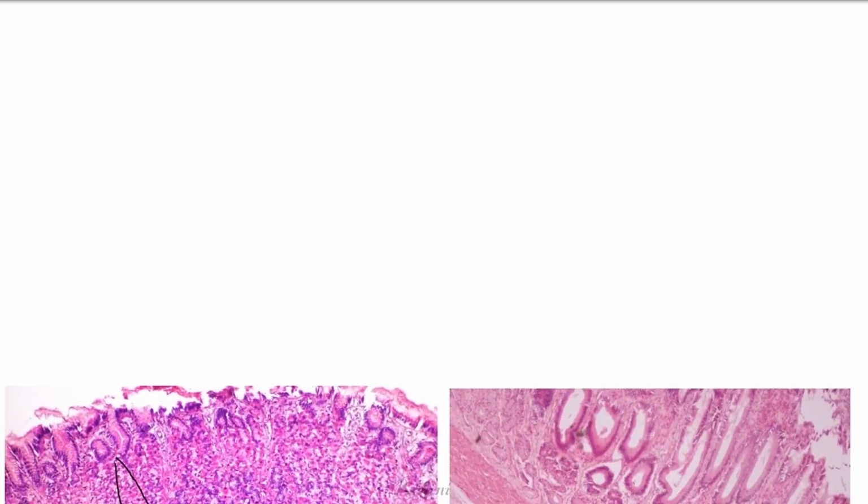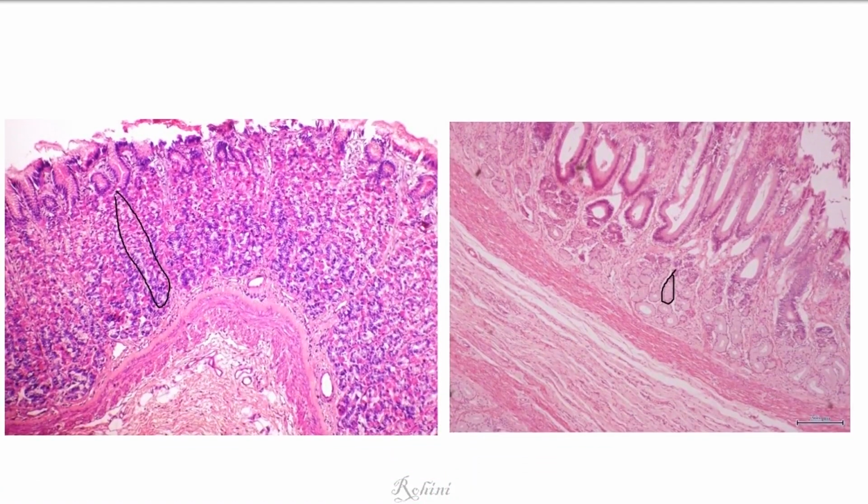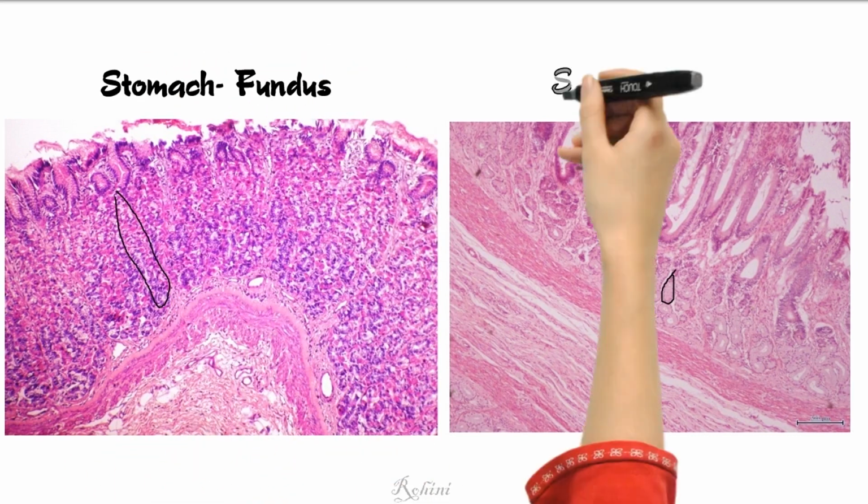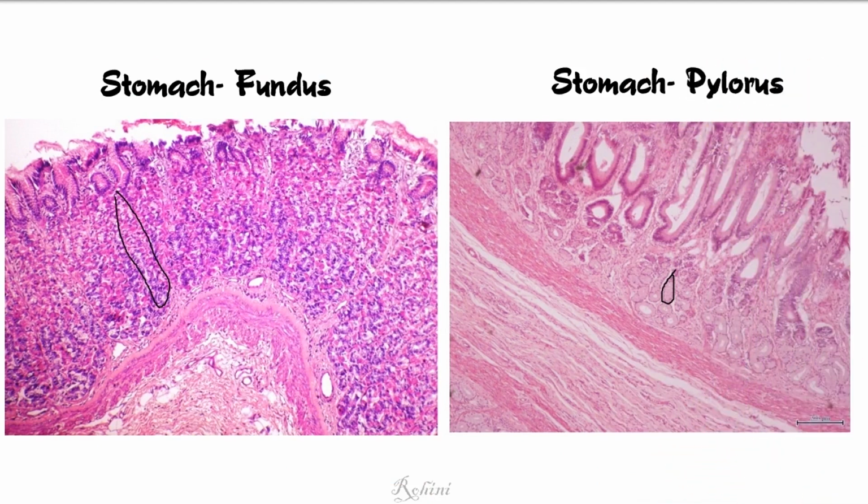These two slides can be differentiated by looking at the lamina propria, where the fundic and pyloric glands are located. Stomach has a lining epithelium of simple columnar cells. An absence of goblet cells rules out intestinal slides.